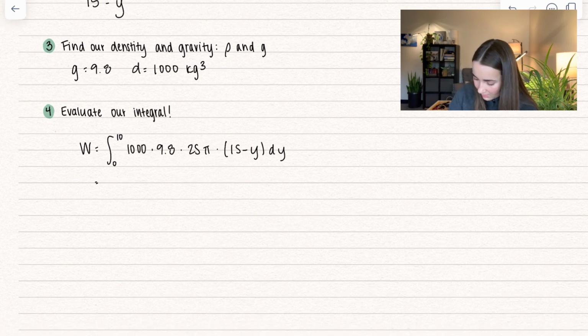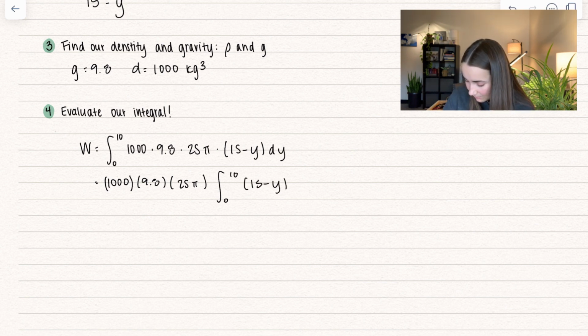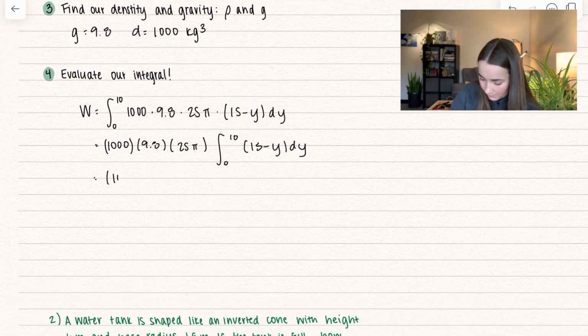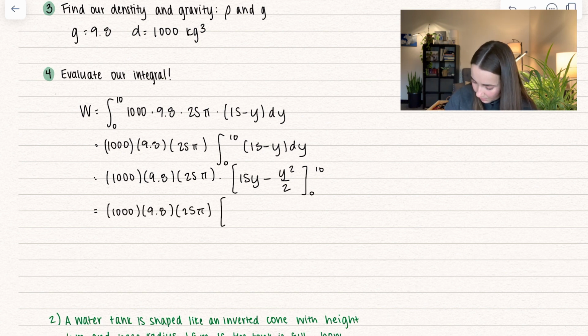So here we're going to bring out all our constant multiples. We have 1,000, and I'll put this in parentheses, times 9.8 times 25 pi. And now all that we're actually taking the antiderivative of is 15 minus y. So it's not a very complicated integral. I think it's the setup that makes it confusing for people. So there we got our antiderivative, and here we can plug in upper minus lower. So when I plug in upper, we get 15 times 10 minus 10 squared divided by 2. And then when I plug in 0, we're just going to get 0. So I'll go ahead and leave it like that.